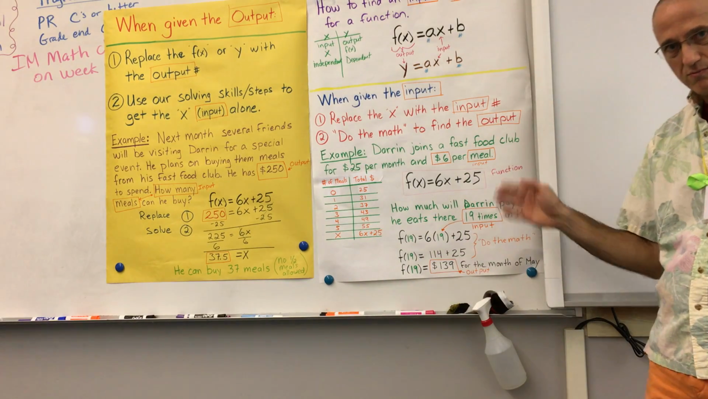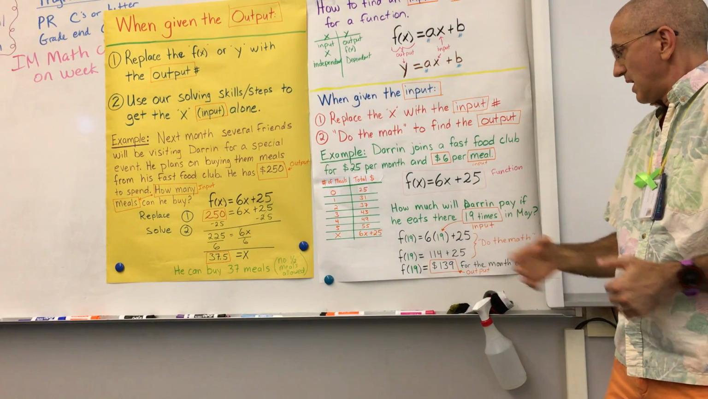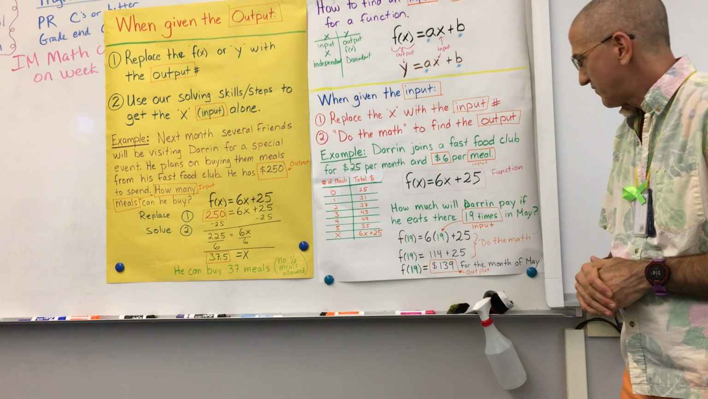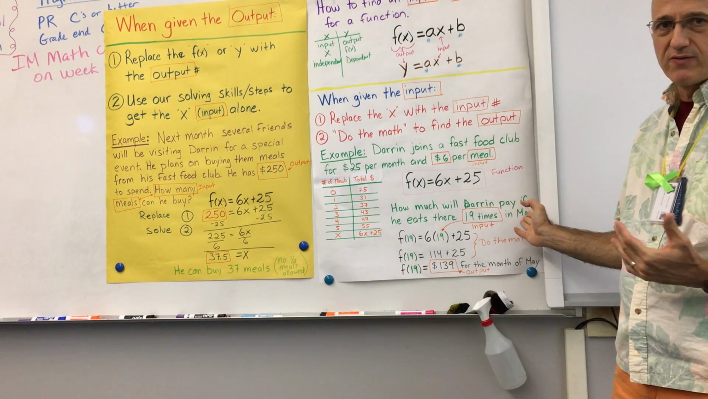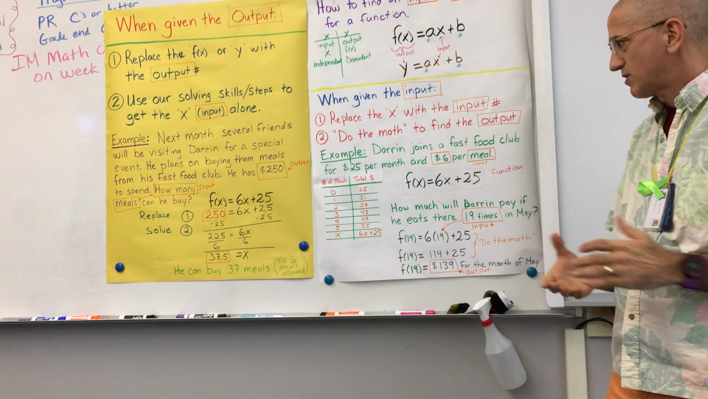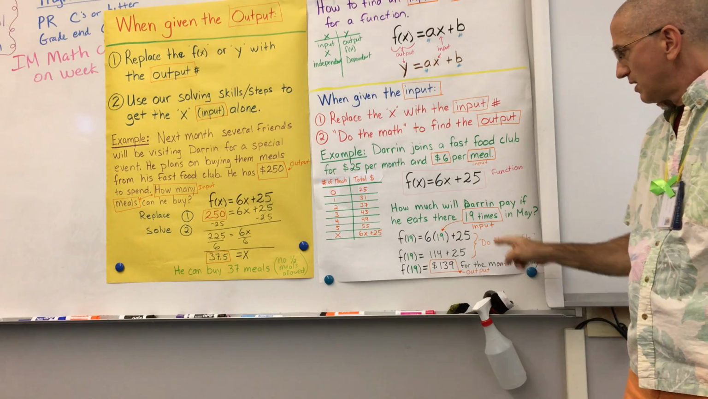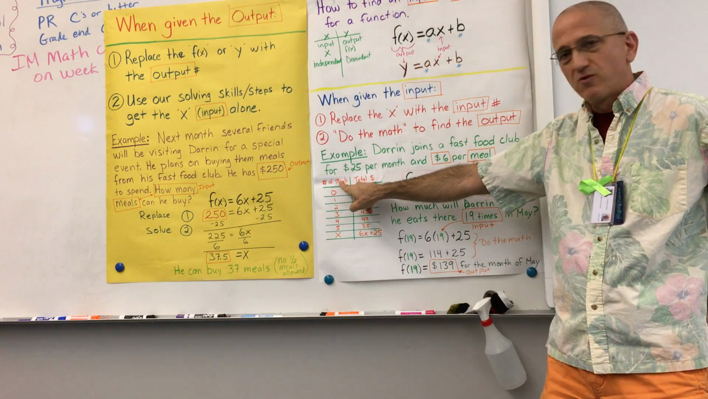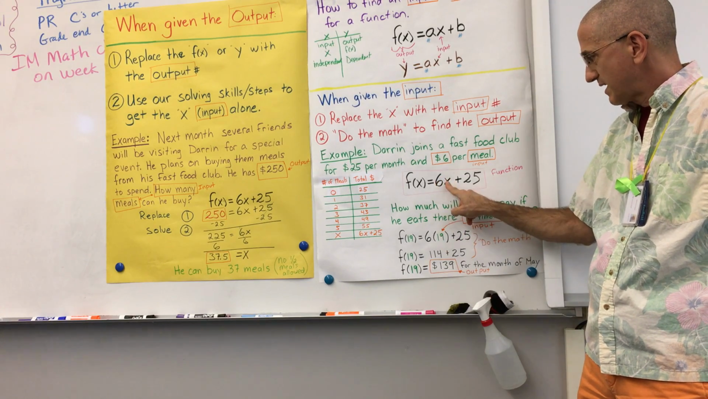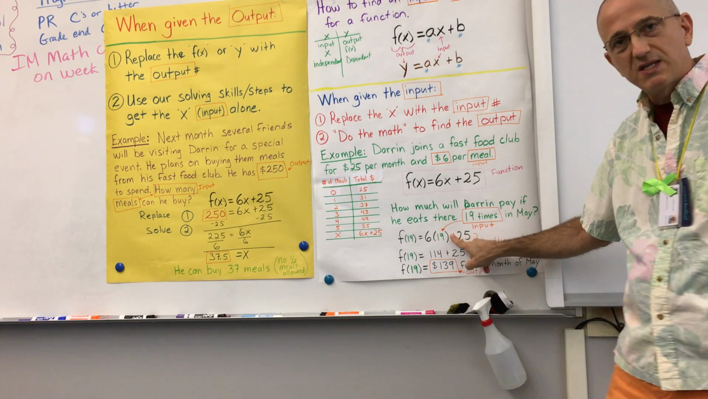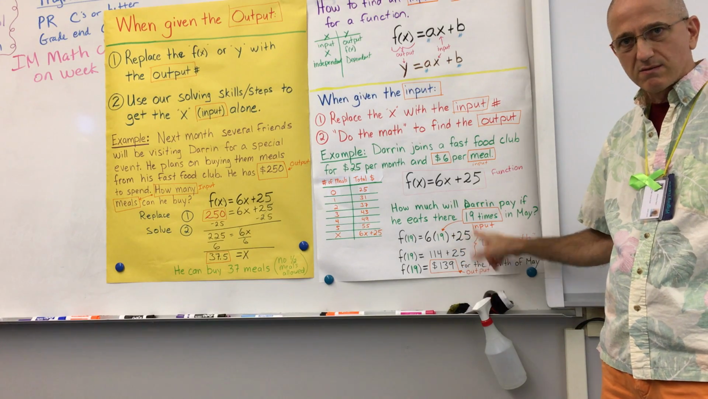Okay, let's try a question. How much will Darren pay if he eats there 19 times in the month of May? May is irrelevant, it could be any month, it's always $25 a month. So 19 times, well, that's the number of meals. That's going to be your x value. So instead of 6x, you're going to write 6 parentheses 19. That's it, and plus 25.